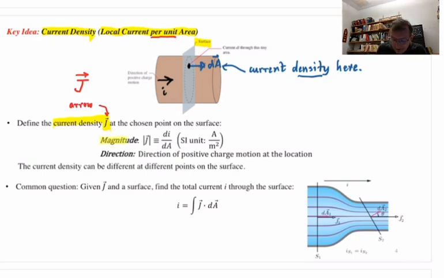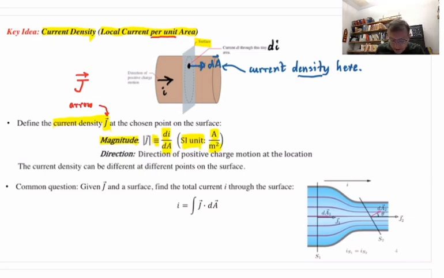The magnitude of the current density, J arrow magnitude, is, by definition, the amount of current, dI, going through that tiny area divided by that amount of area, dA. All right? The amount of current dI through that little patch of area over that amount of area. What's the SI unit of current density? It must be the unit of current, ampere, divided by the unit of area, meter squared. So ampere per meter squared.